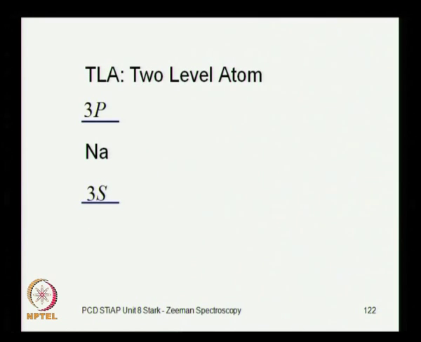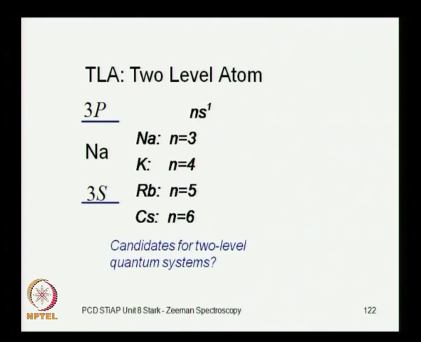There are other things that one has to worry about. You of course need a 2-level atom, and you might think of taking something like the sodium atom, which has a 3s ground state and a 3p excited state. But there are other candidates in the alkali atoms, group 1. You can work with potassium, rubidium, cesium, and so on. All of these are candidates for 2-level quantum systems, but these are not strictly 2-level atoms.